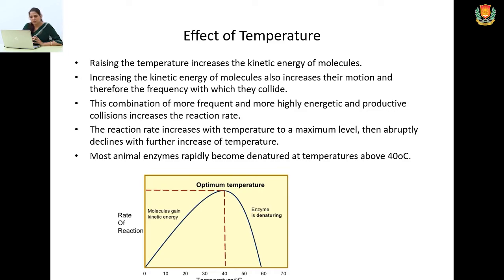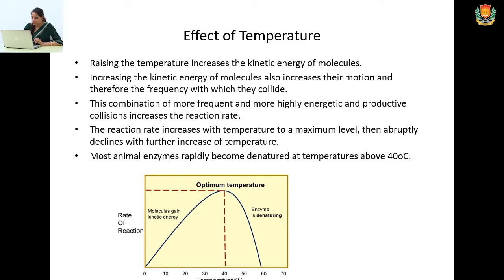Most animal enzymes become denatured at temperatures above 40 degrees Celsius. So up to 40 degrees, as we increase the temperature, the rate of reaction will increase. After 40 degrees, you will see a rapid, drastic decrease in the enzymatic activity.